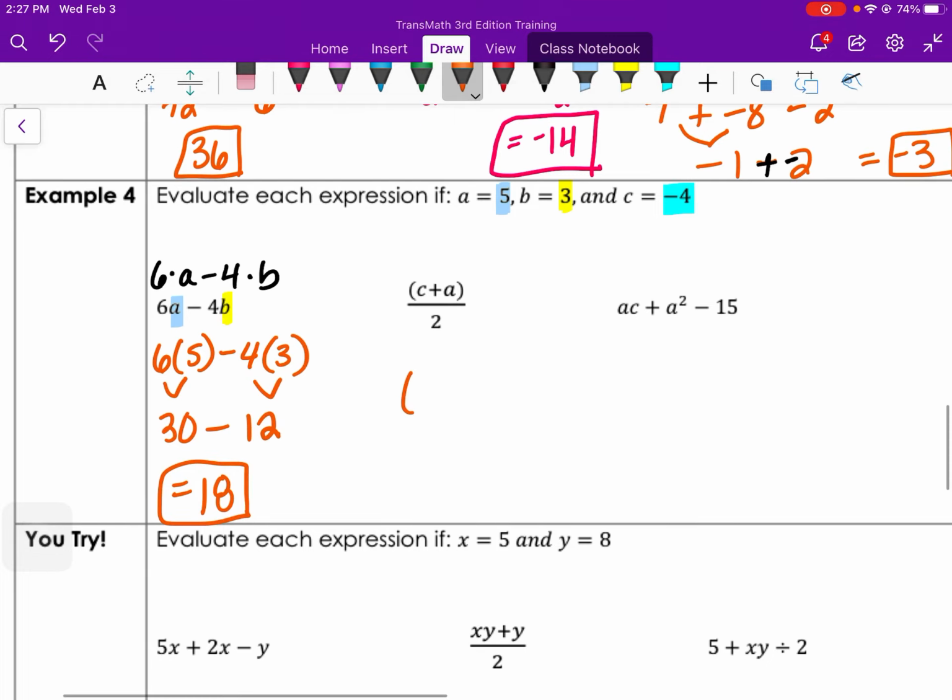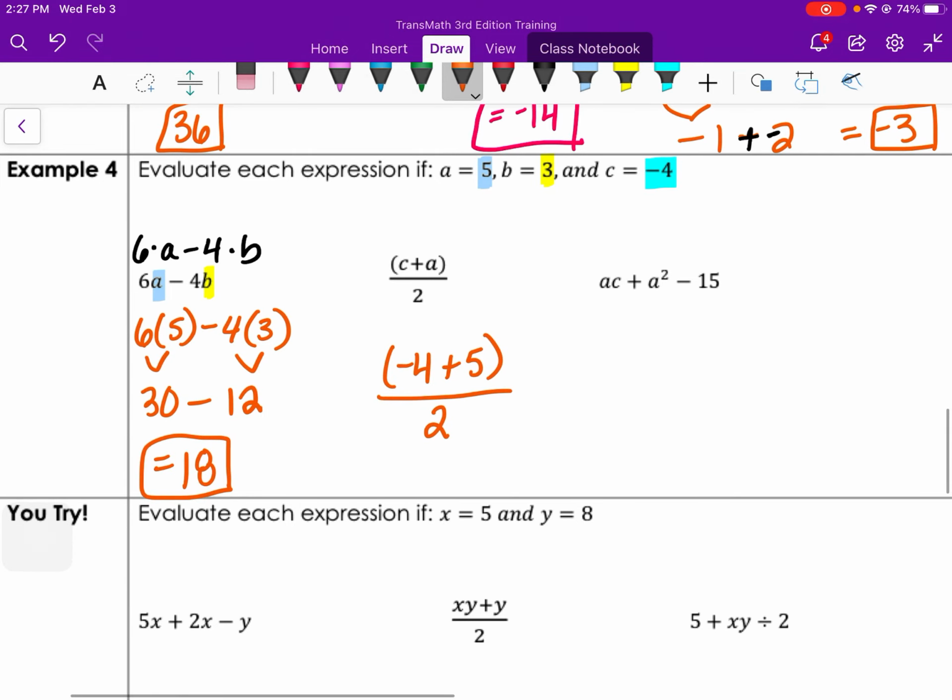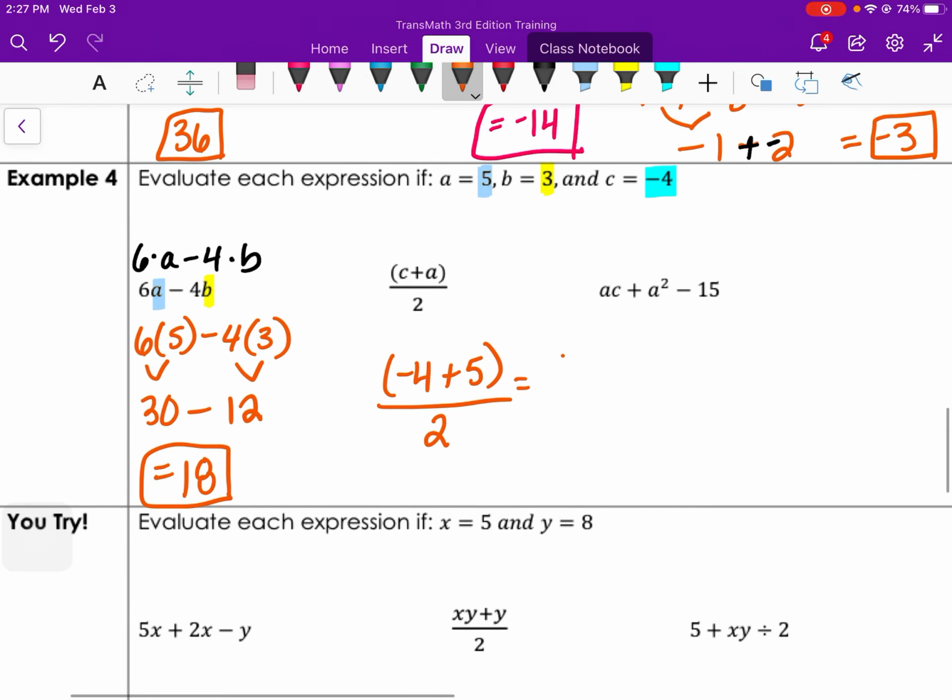Okay, on this one we have a C plus A. So C is -4 plus A is 5, all divided by 2. -4 plus 5 would be +1, all divided by 2. 1 divided by 2 is 0.5, or leave your answer in fraction form of 1/2.